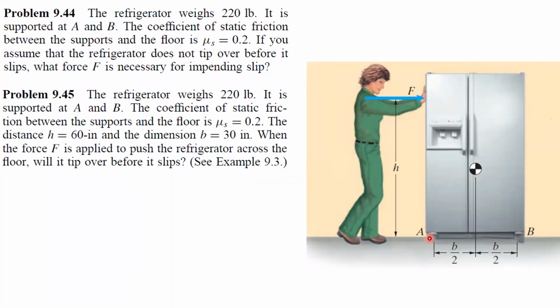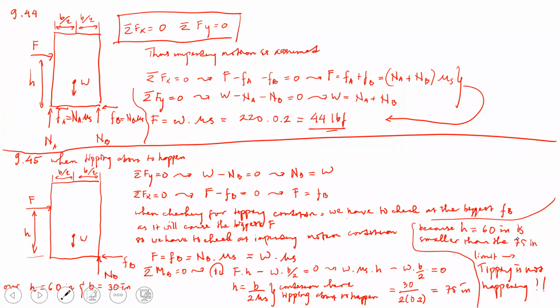No, sir. Nope. We don't need normal force at point A. Remember, when we check for the limit of tipping over, the normal force is only happening at one edge. So in that case, it is only happening at point B, like that. So our free body diagram will become like this.